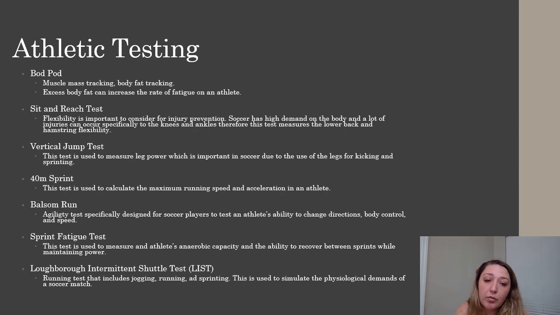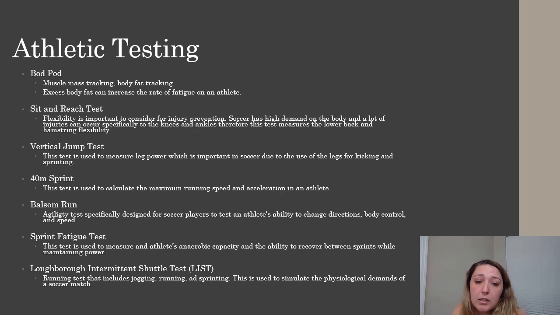Sit and reach test is for flexibility. It's important to consider this for injury prevention, just because a decrease in flexibility can lead to injuries, especially in soccer with a lot of hamstring, quad, knee, ankle movement. You get a lot of injuries that can occur at those sites. So it's important that we take into consideration the athlete's flexibility and range of motion. So sit and reach test is good to measure that.